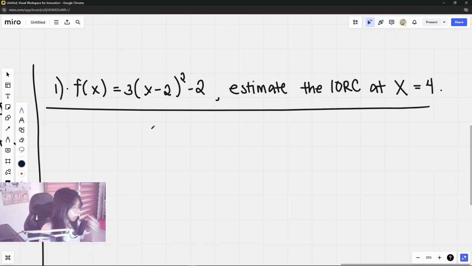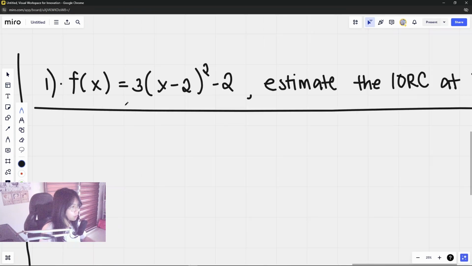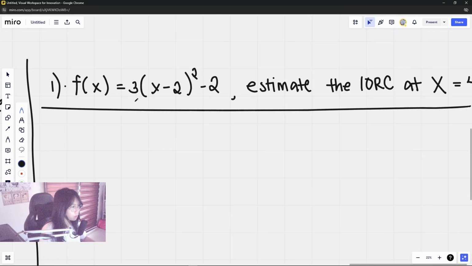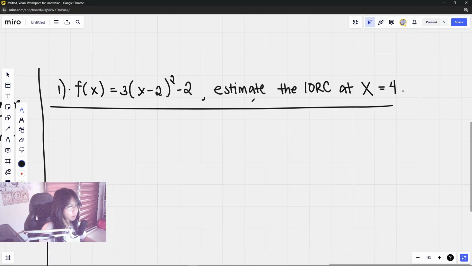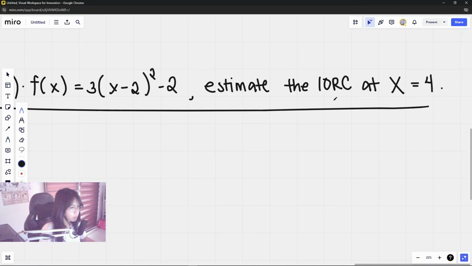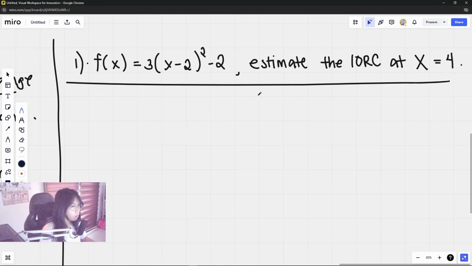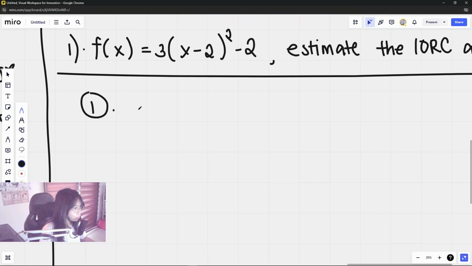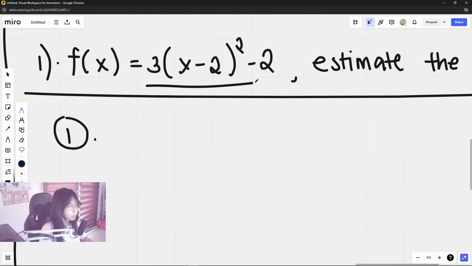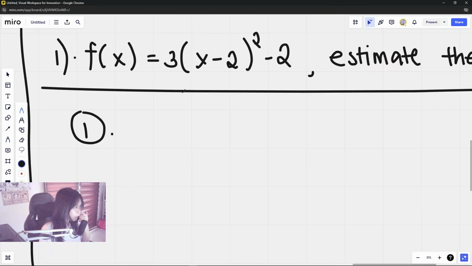So, for the first problem, meron tayong given function, which is f of x is equals to 3 times x minus 2 squared minus 2. And then, dito nakalagay is estimate the instantaneous rate of change at x is equals to 4. So, ang una nyong gagawin dito is you have to derive the function. Pwede nyong gamitin yung rules of differentiation or yung definition of derivatives. So, para dito, para mas madali yung buhay natin, gagamitin na natin yung rules of differentiation.